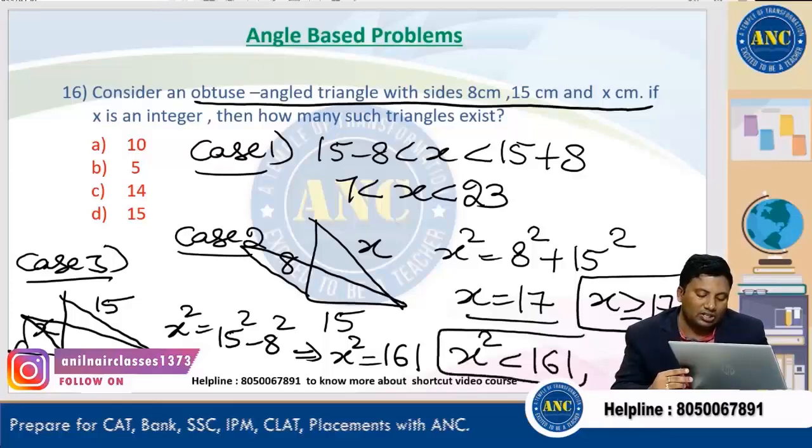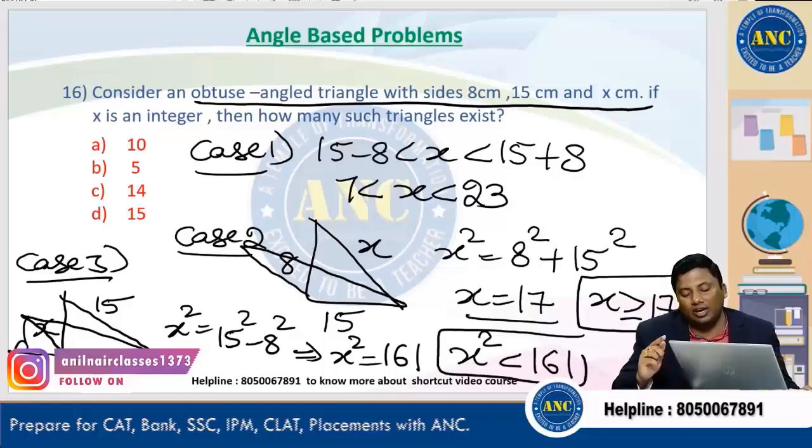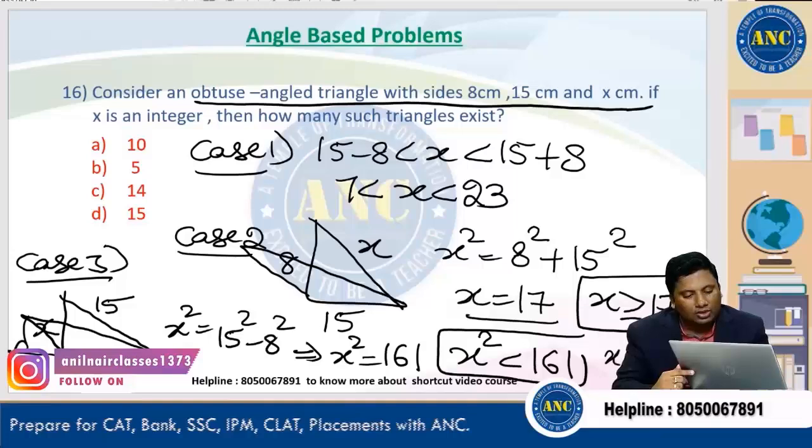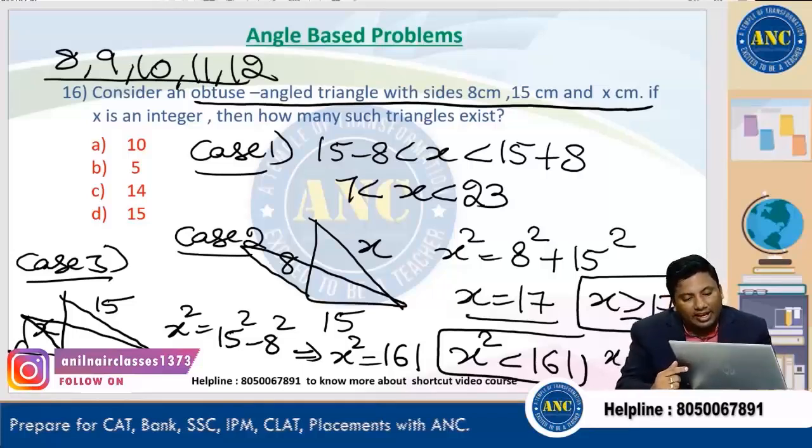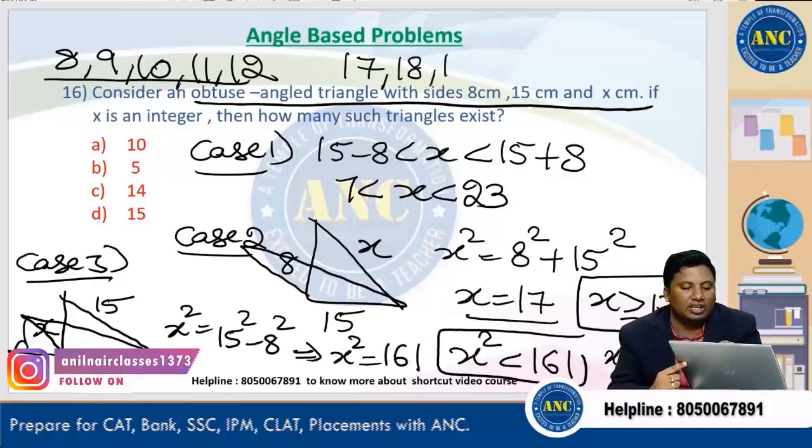What are the conditions we got? X square is less than 161. X is greater than or equal to 17. Less than 161 means the maximum value x can take is 12. So 7 less than x means 8, 9, 10, 11, 12. These are the values which we will get. And x greater than or equal to 17 gives 17, 18, 19, 20, 21, 22.